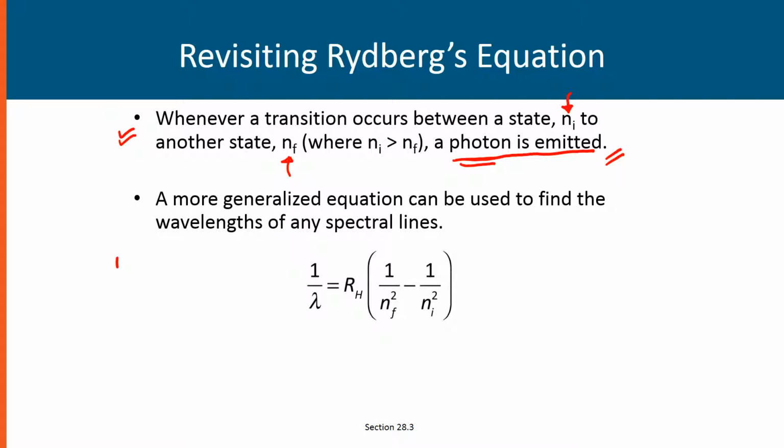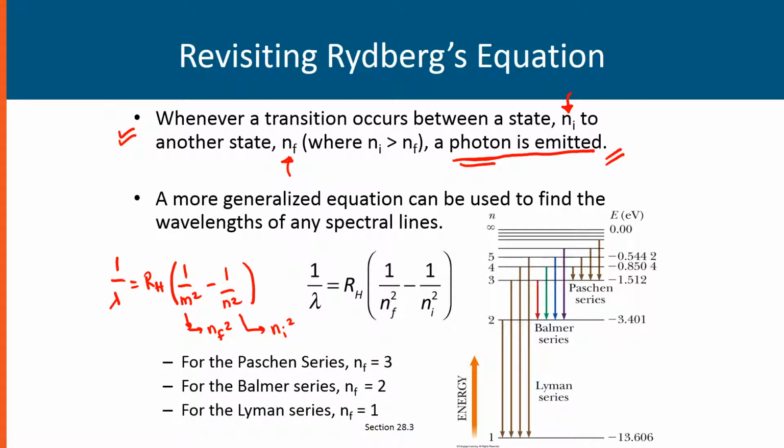And this is actually very similar to the previous Rydberg equation, which is this, multiplied by 1 over m squared minus 1 over n squared. It's just that our m here is the n final, or the final energy level, and then the n here is the initial energy level.